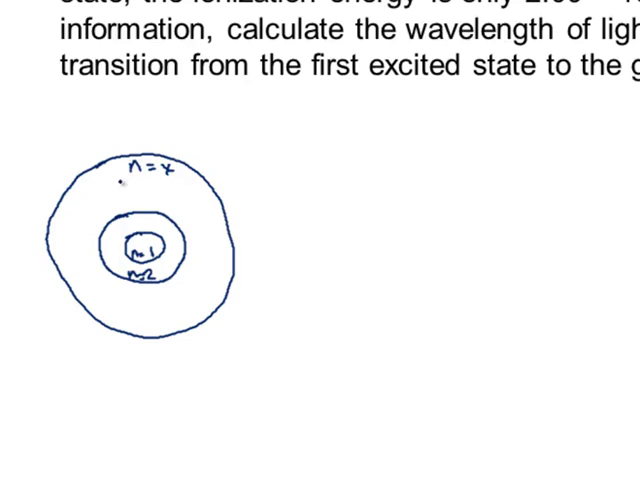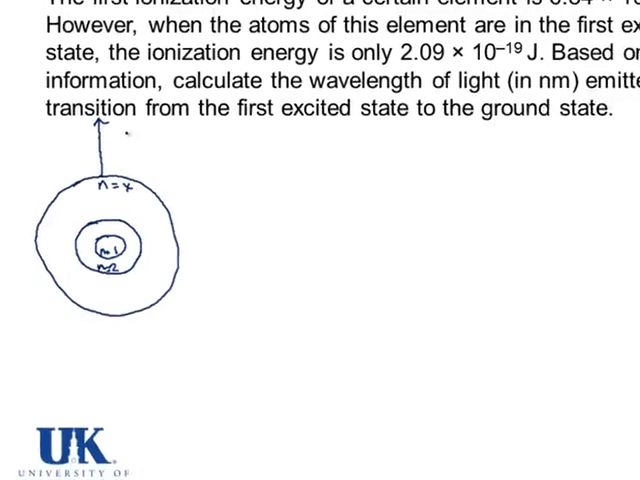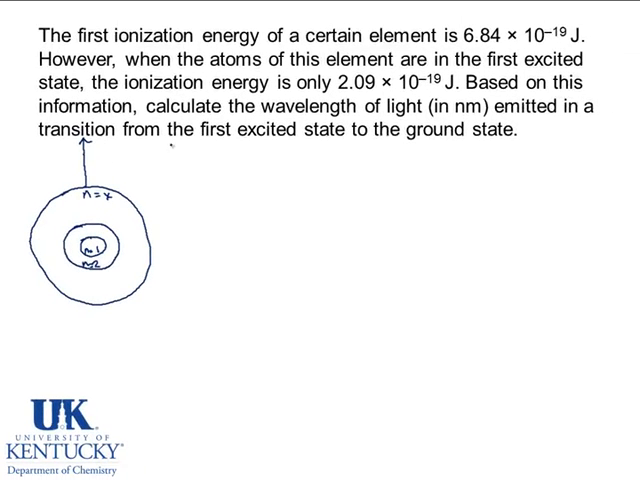Now, if we were to pull an electron out of this, we know, according to this, that to remove that electron away from the atom in its highest energy orbital, the minimum amount of energy required would equal, and we're going to call this the first ionization energy, 6.84 times 10 to the minus 19 joules. So that's how much energy it's going to take to remove that electron.